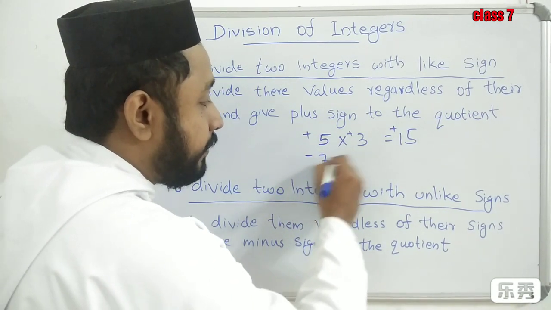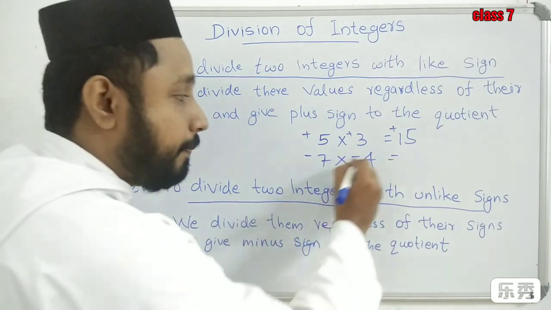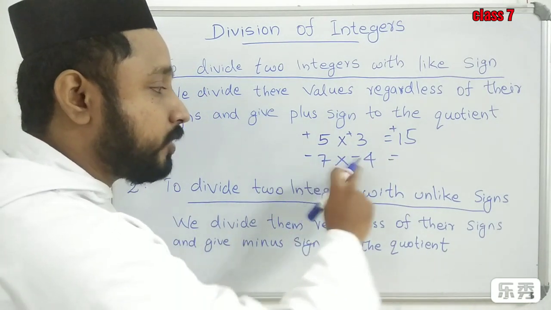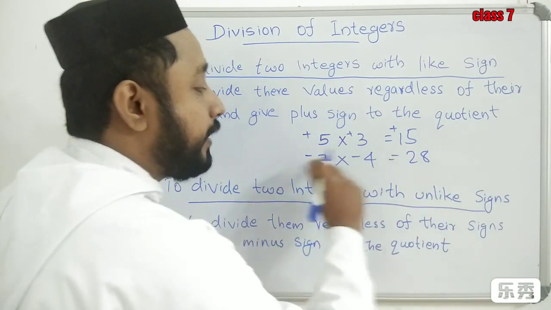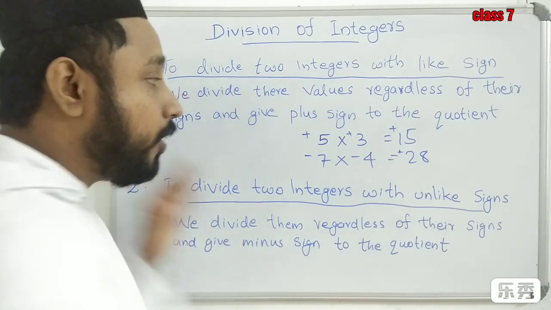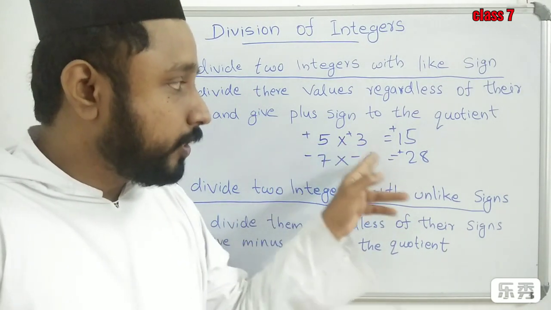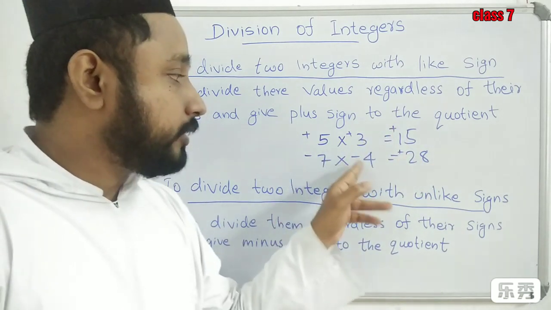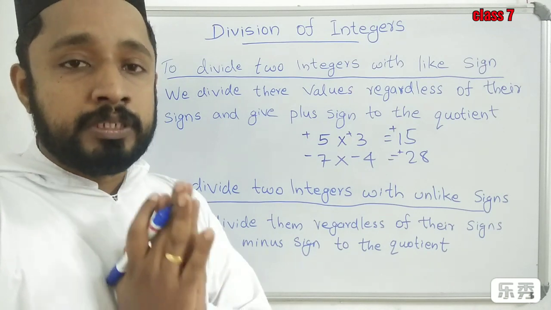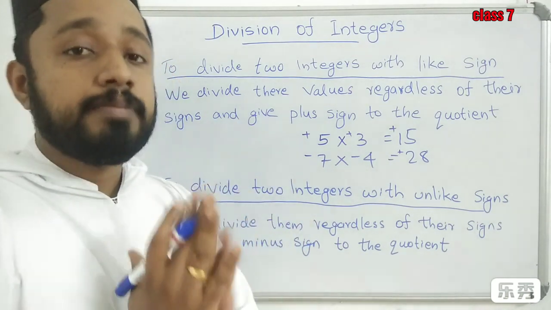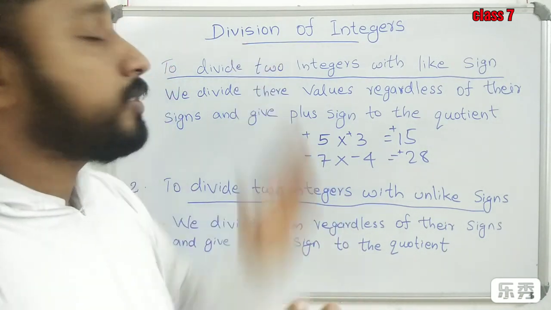When minus 7 into minus 4. Here minus 7, minus 4. When we multiply minus 7 and minus 4, what is the answer? 7 into 4, 28, minus into minus, plus. So, when we multiply two integers with the same sign, two positive, answer is positive, two negative, answer is positive. So, in multiplication, when we multiply two integers with like signs, same signs, the answer is positive. The same rule is applicable for division of integers.